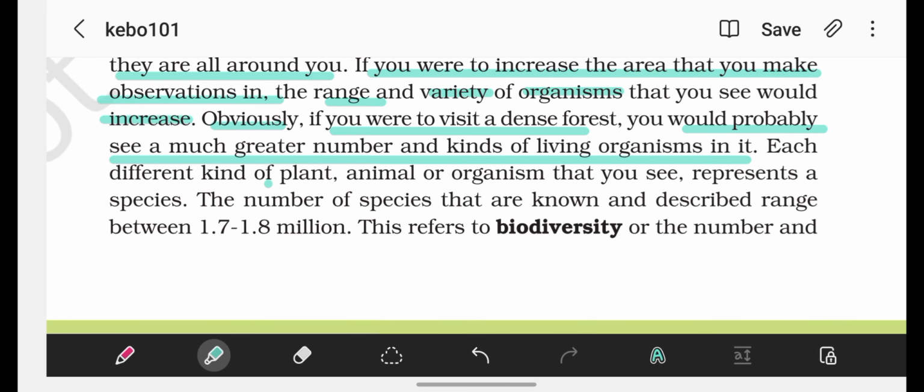Each different kind of plant, an animal or organism that you see represent a species. The number of species that are known and described range between 1.7 to 1.8.